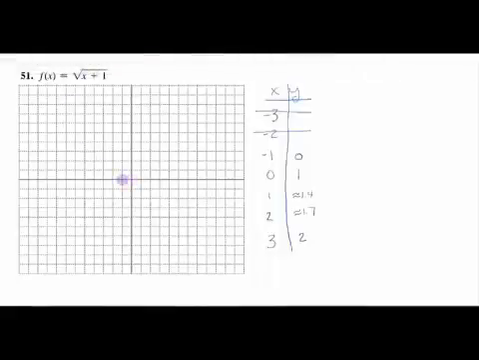So we have (-1, 0). We have (0, 1). We have (1, 1.4), (2, 1.7), and (3, 2). So you'll notice this is not a straight line. It's curving a little bit there. So what's going on? Maybe if we pick another number further out. We knew we didn't have any luck going this way, but let's say that we pick a number out here.